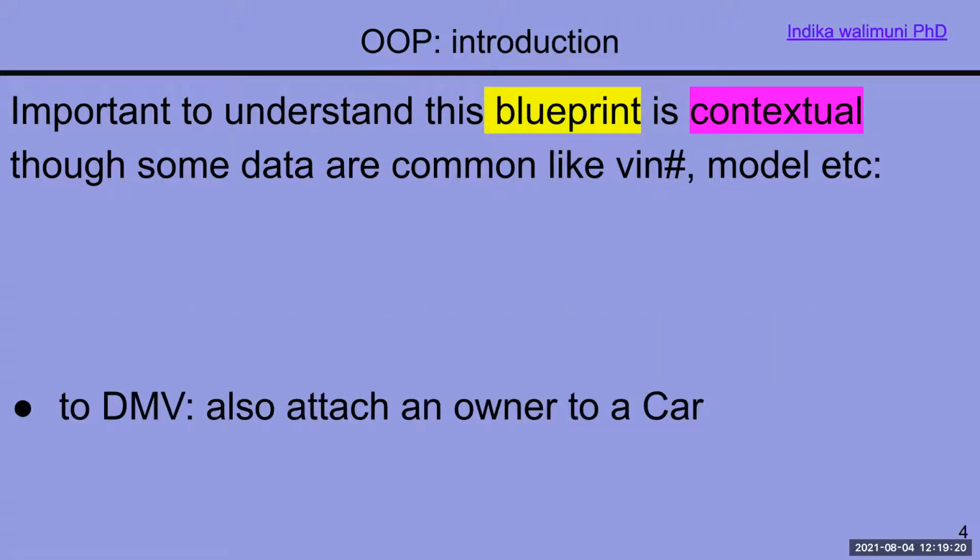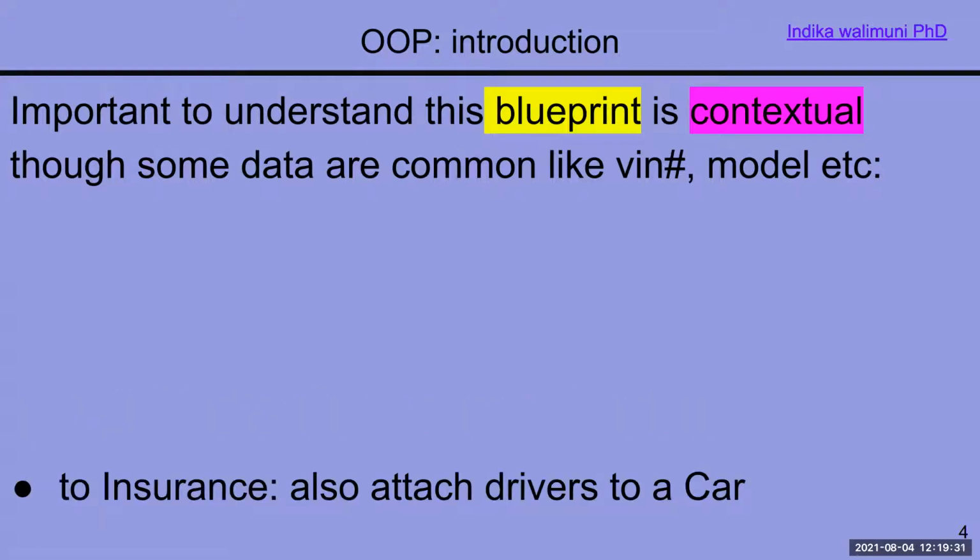For the DMV, the Department of Motor Vehicles, they attach an owner to a car, and that's how we register the car. And for insurance, they not only attach an owner, they also attach drivers too. Okay. So now you can understand that the perspective of a car depends on the context that we use.